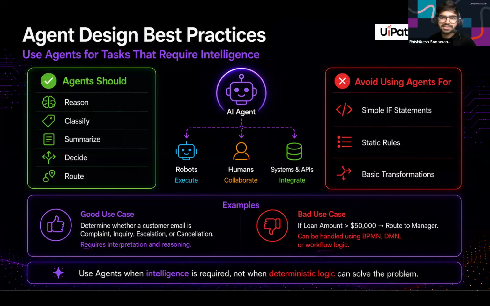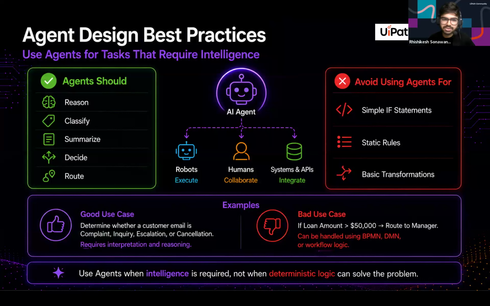Let's talk about agent design best practices since we are talking about Maestro. Whenever we start adopting AI, there is a temptation to add an agent everywhere, right? Everything should be done by an agent. But instead of asking, can an agent do this, we should ask, does this problem really require intelligence? Because not every decision is an intelligent decision.